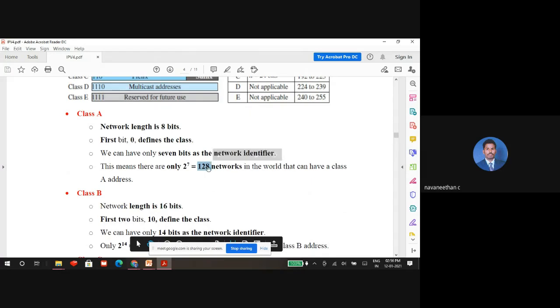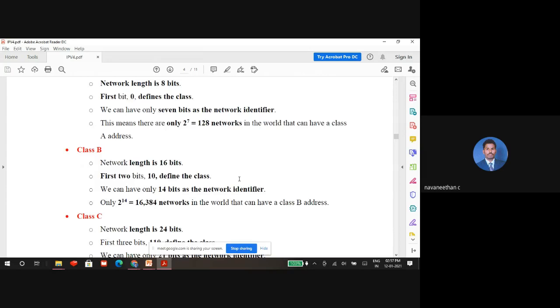That's why I have just highlighted here. So we have 2 to the power 7, that is 128 networks. That means 7 bits as a net ID for class A. Similarly, for class B, what is the size?